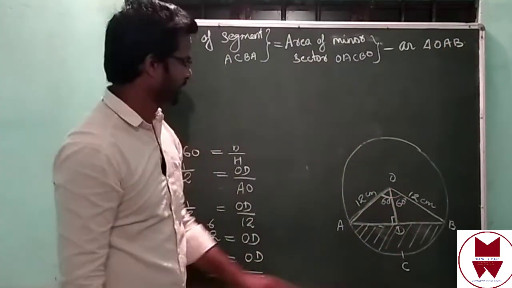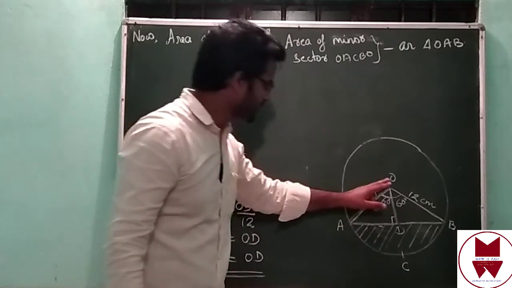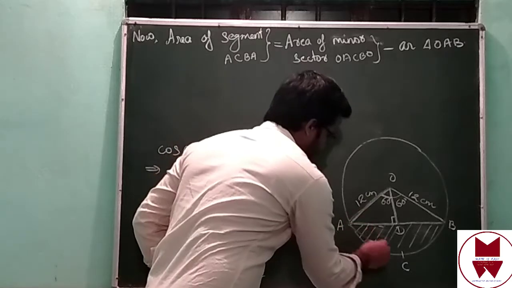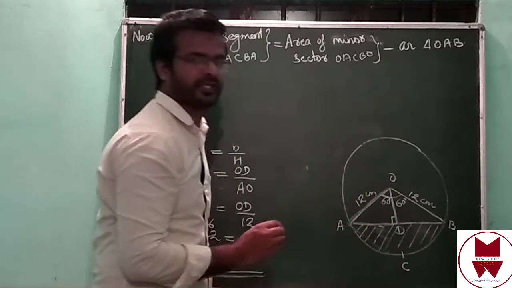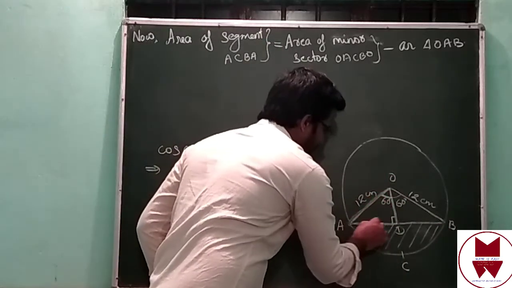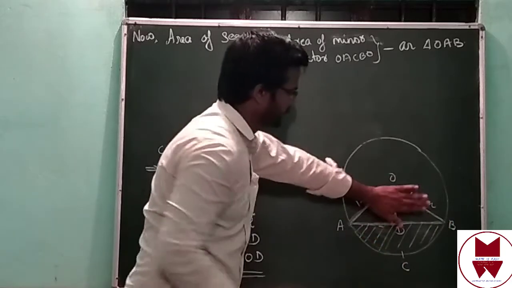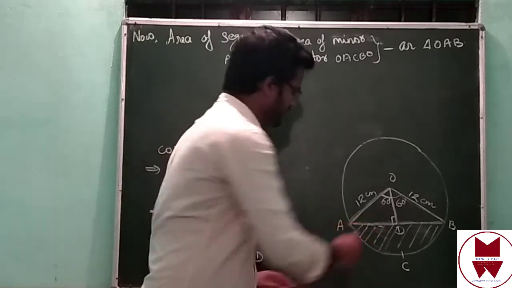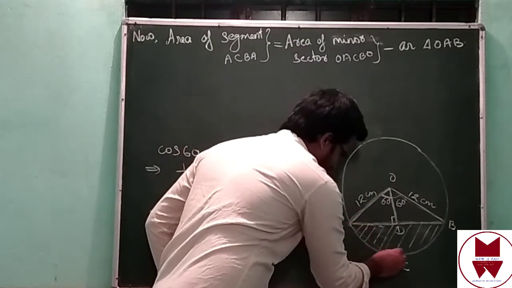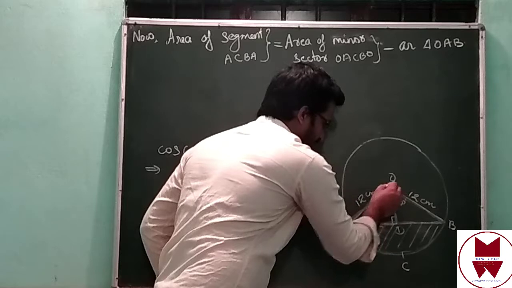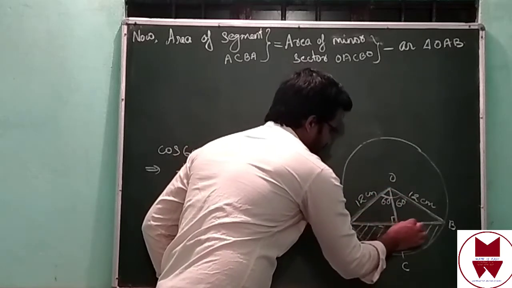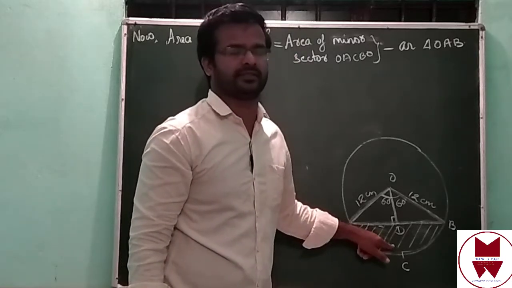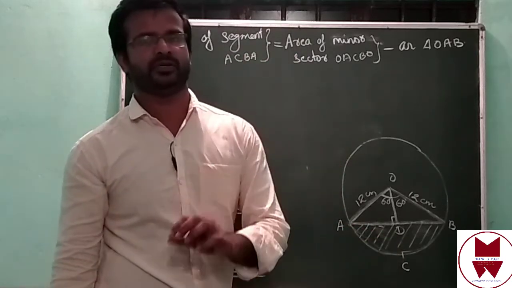Check it again. We need this shaded region. First we will find out the total area of this sector. Then we will subtract the area of this triangle. Just subtract, delete that part. This part. Then what will we get? This is the area of the segment, isn't it? First we will find out the area of the sector, this much in total. Then we will subtract this area of the triangle. Then we will get the shaded region. That is our required area of segment.